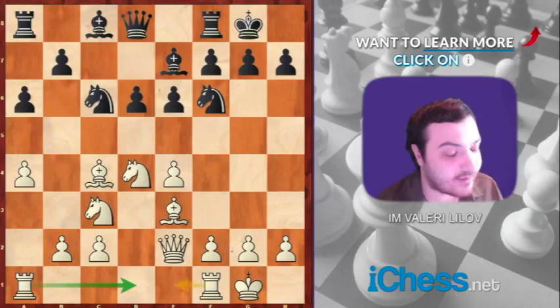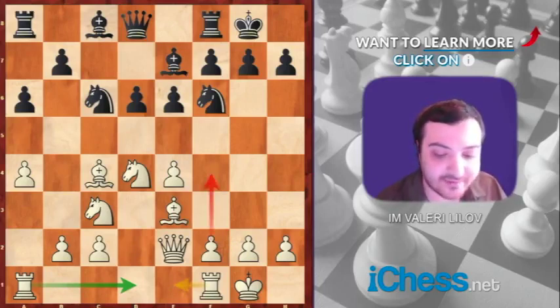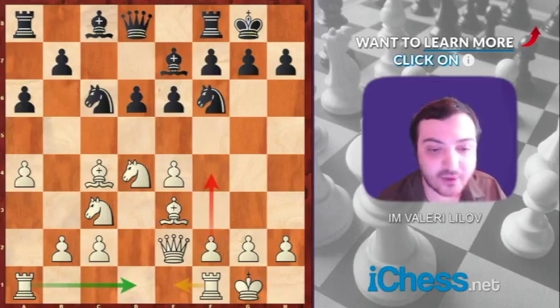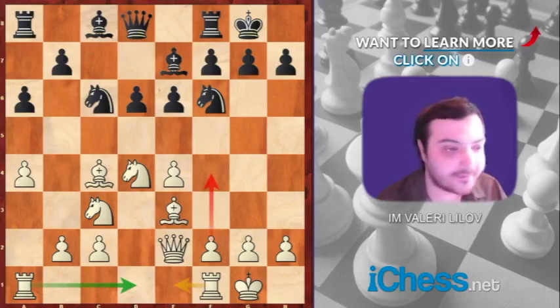Next move, we could focus on queen e2. Possibly the rooks can come out. We could go for moves like f4. And step by step, this is going to help us to actually organize a very good plan. That's something worth going for, worth considering.